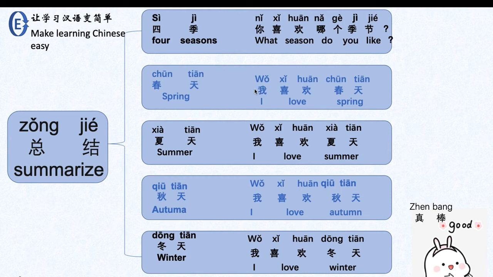So you're going to answer him like, I love spring. How to say it in Chinese? 我喜欢春天. Yes, 我喜欢春天, and 我喜欢夏天. Here, 我喜欢秋天. Next one, 我喜欢冬天. Okay, very good.